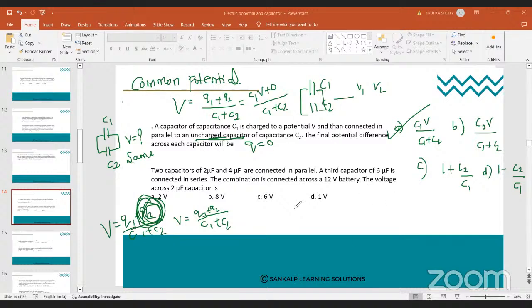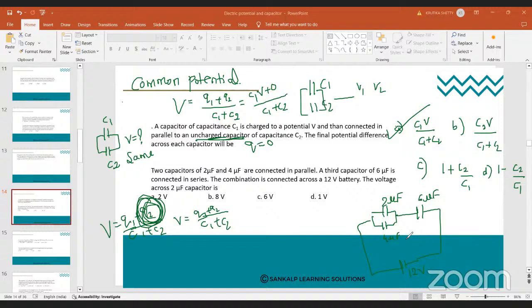See the next question, students. Two capacitors of 2 microfarad and 4 microfarad are connected in parallel. So here you have two capacitors, one is 2 microfarad and one more is 4 microfarad, which are connected in parallel. And the third capacitor, 6 microfarad, is connected in series. The combination is connected across a 12-volt battery, whose potential is 12 volt. So you can imagine this figure.